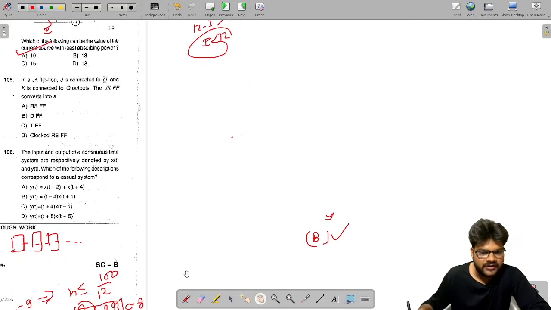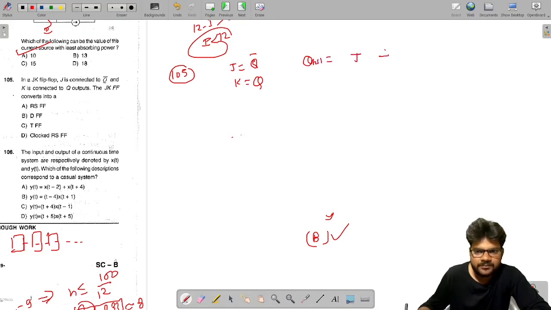Question number 105. It is given that in a JK flip flop, J is connected to Q bar and K is connected to Q. The JK flip flop converts into what? J equals Q bar, and K is connected to Q. We know the next state equation for a JK flip flop is J Q bar plus K bar Q. With J being Q bar, we get Q bar plus K bar, which means Q bar into Q. This will be 0. So this will come out to be Q bar.